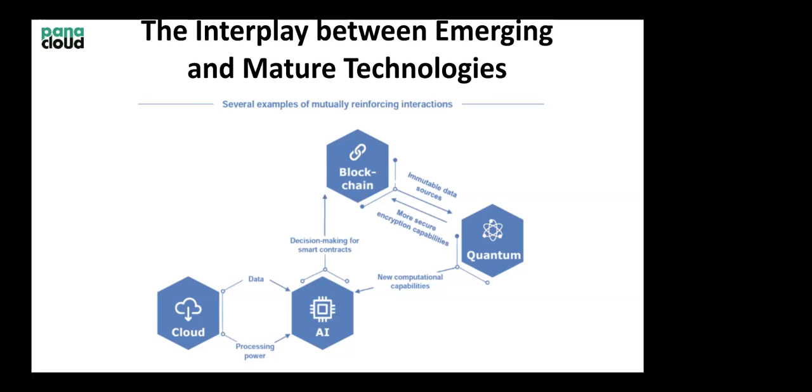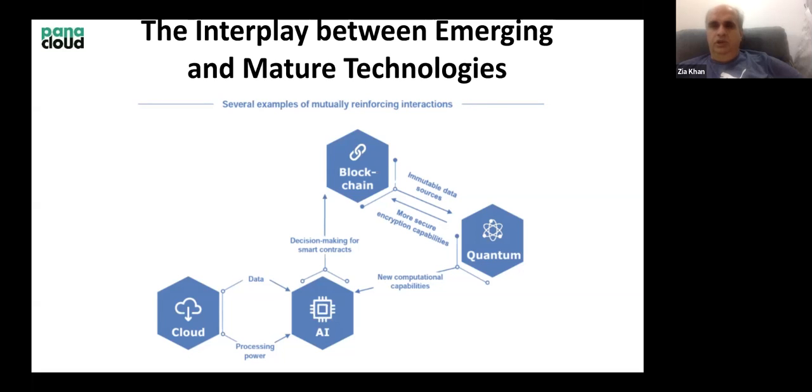So we can take computation power from quantum computers, and when we have the model, we can make decisions for smart contracts for blockchain. And blockchain will generate immutable data, which cannot be changed. And this data can be encrypted through quantum technologies, like quantum computing. Raza, marvelous. You are extremely talented.